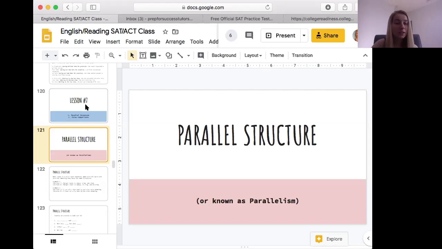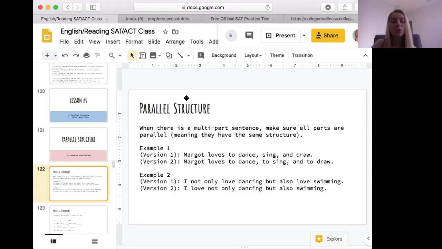All right, so let's jump into parallel structure. So for parallel structure, this is when you have a multi-part sentence. So typically you'll see it when we're dealing with a list. It doesn't always have to be a list, but it's typically when we're dealing with a list or any multi-part sentence. So this and that, I prefer this over that, any of those like 2 parts where you have a this and that. Now, what parallel structure does is it makes sure that we have the same structure throughout the whole entire piece.